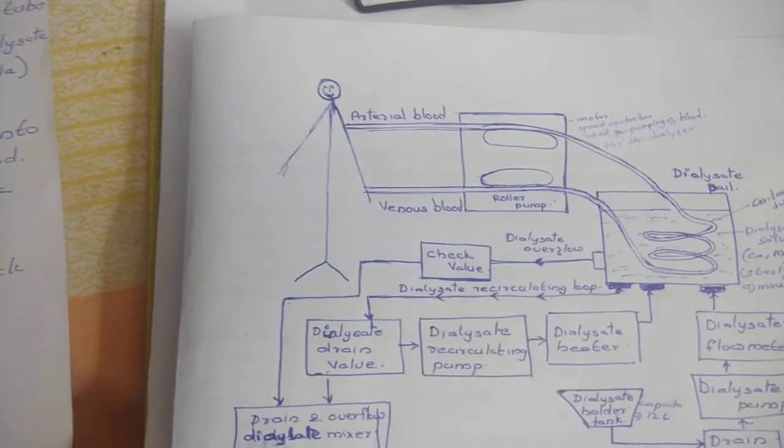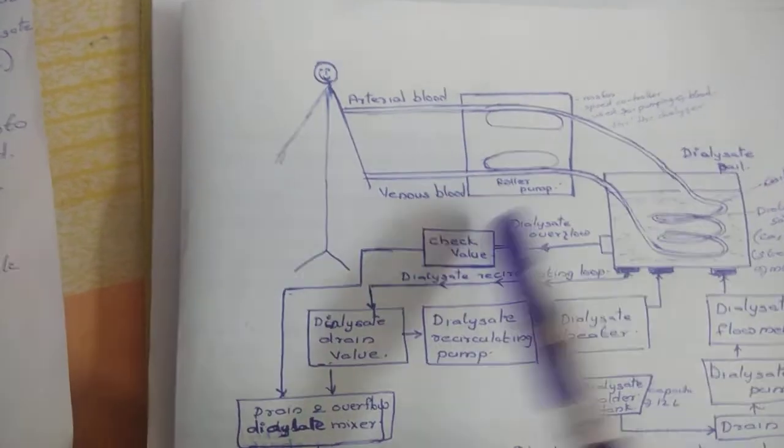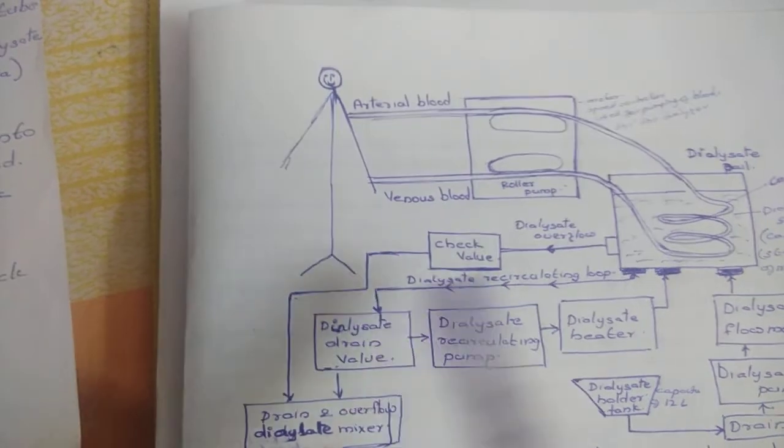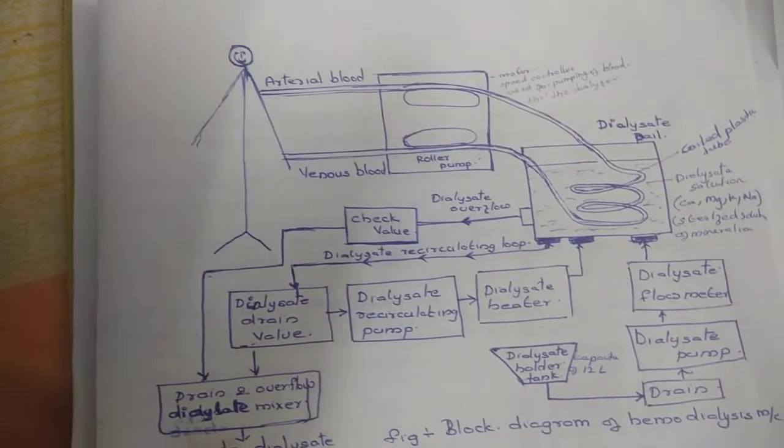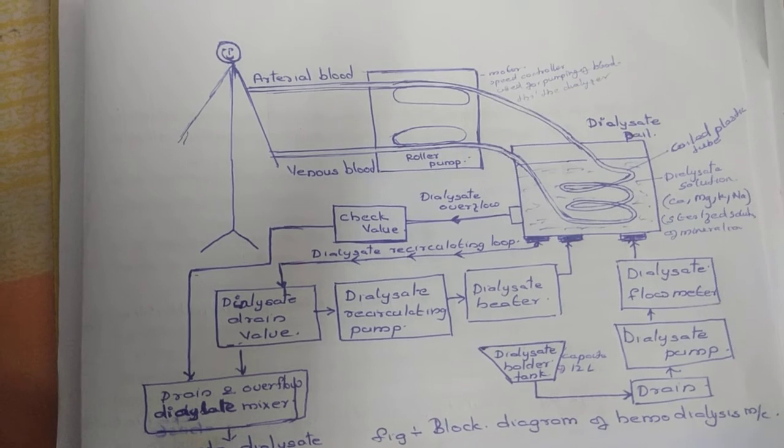This process is known as hemodialysis. There is a check valve which is being used to check the dialysis overflow and to maintain the minimum amount of solution inside the dialysis pit.